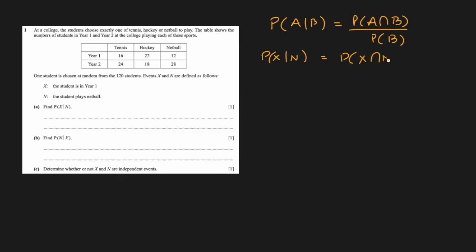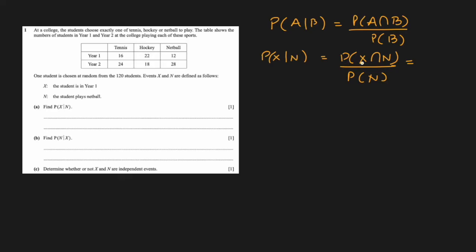Find X given N. If you look at your formula table, you are given this formula: the probability of A given B is the probability of A intersection B divided by the probability of B. Whatever is given is the denominator and their intersection is the numerator. It is in probability, not numbers; you can put numbers also, but we'll focus on probability. So for X given N, it is the probability of X intersection N divided by the probability of N.